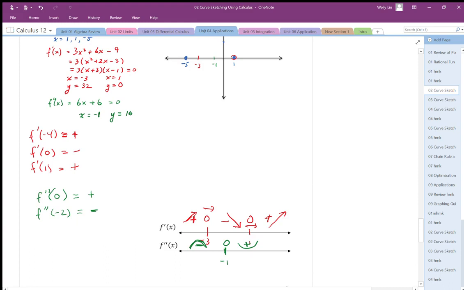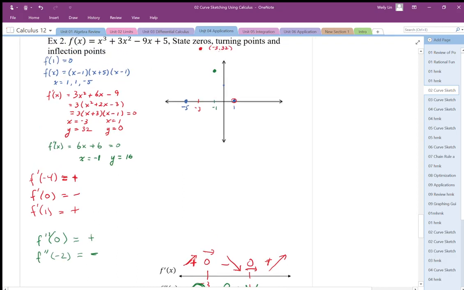Notice that the concavity chart really confirms what I already knew. So I'm going to sketch in the graph now. I know it goes positive slope through there, max. At that point, it changes from concave down to concave up, and it goes like that. Okay, so there is my polynomial graph.